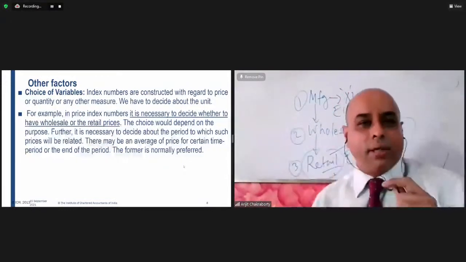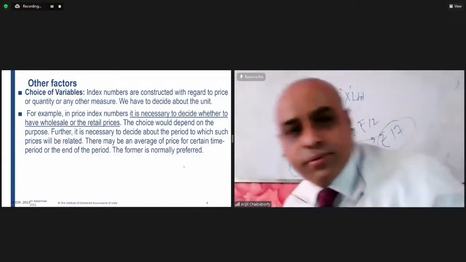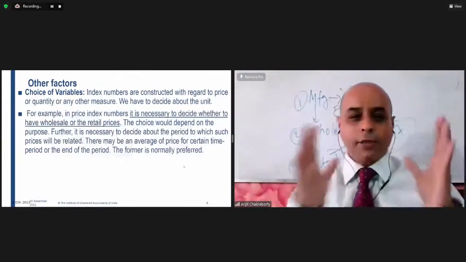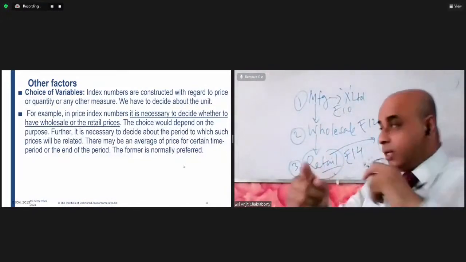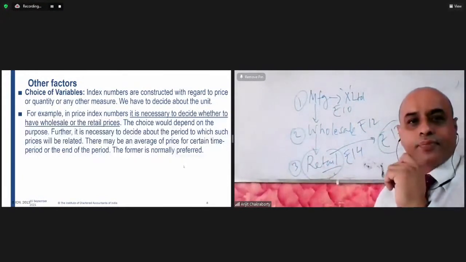I hope that you can understand that there are two levels. And as a chartered accountancy student, all of you will become chartered accountants in the near future. So you must know that there are two types of market. One is a wholesale market, one is a retail market. So you can see the price is different. Wholesale price and retail price is different.